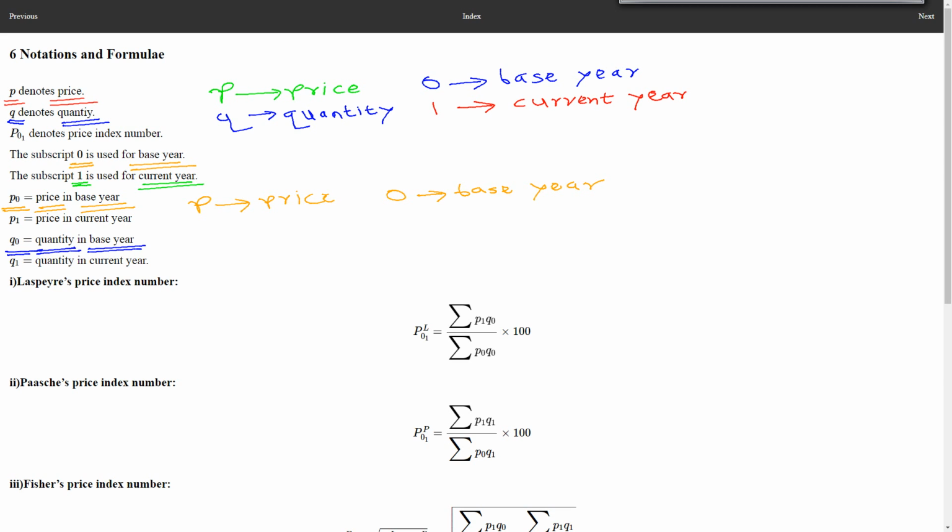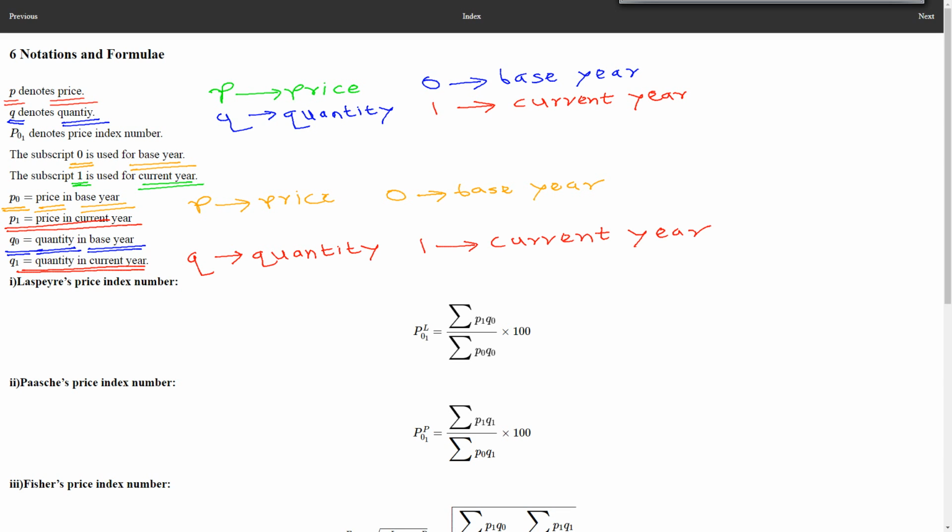Similarly, P1 denotes price in current year, as P stands for price and 1 stands for current year. What does Q1 denote? It denotes quantity in current year, because Q stands for quantity and 1 stands for current year.